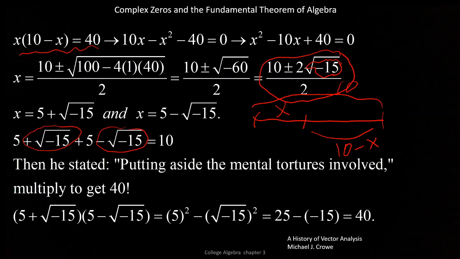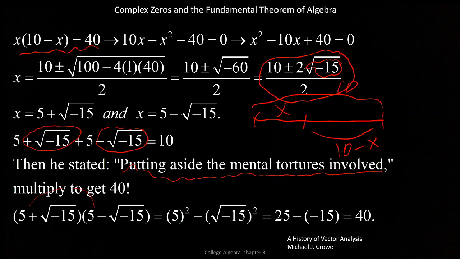Now, is the product 40? He said, basically, this is how he put it, putting aside the mental tortures involved, multiply to get 40. By mental tortures, of course, he meant that it doesn't make sense to multiply these. But he did it. How did he do it? Well, this is how he did it. Basically, multiply. These are a difference of two squares.